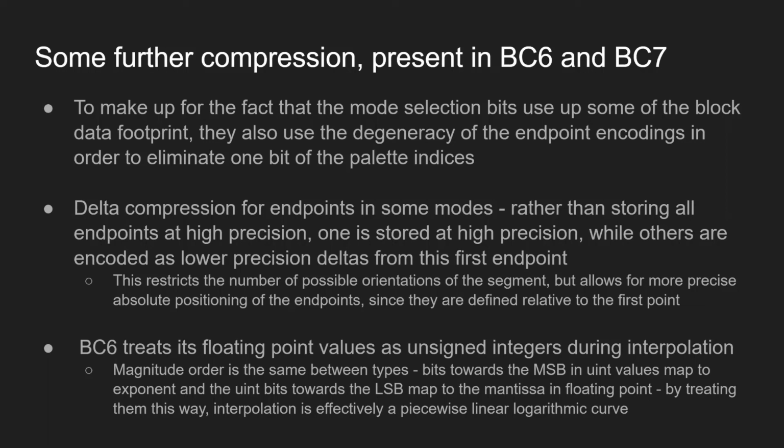And some modes use delta compression. So basically what that's doing is it's keeping the first point at a high precision, and then subsequent endpoints are lower precision deltas from the first endpoint. So if you think about it, that restricts the number of orientations of the segment, but because you have higher precision on that first point and they're positioned relative to one another, you actually have greater precision on the whole structure. You're kind of moving the whole thing around.